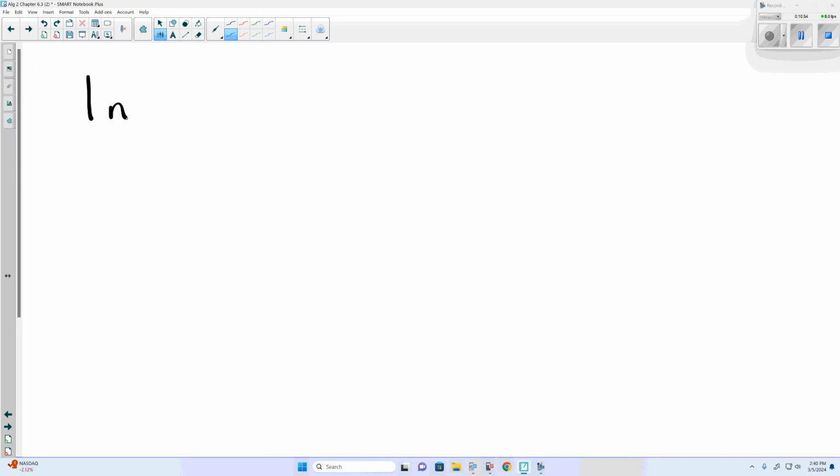One thing that I do find interesting: ln of e. What is the natural log of e? Good. Because what's our unwritten base for the natural log? It is e. So the natural log base e of e, the base and what's inside are the same. So it becomes 1.